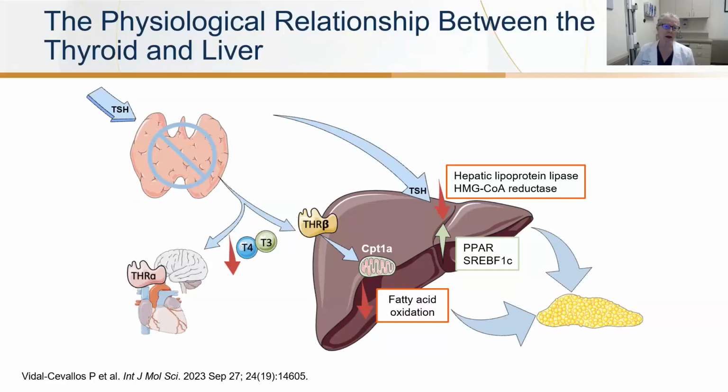So the physiologic relationship between the thyroid and the liver: your TSH is your thyroid stimulating hormone, and it stimulates secretion of your T3 and T4. And then this thyroid receptor beta agonist is going to be affecting the liver and the fatty acid oxidation.